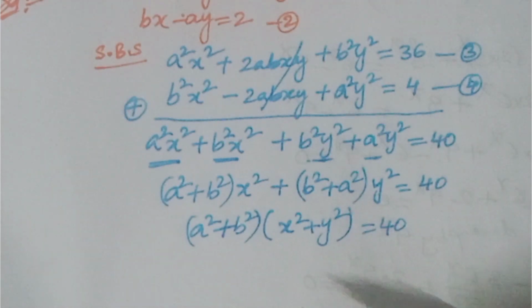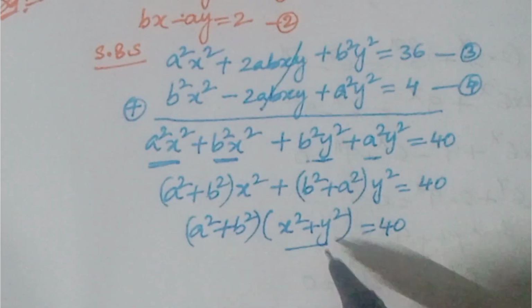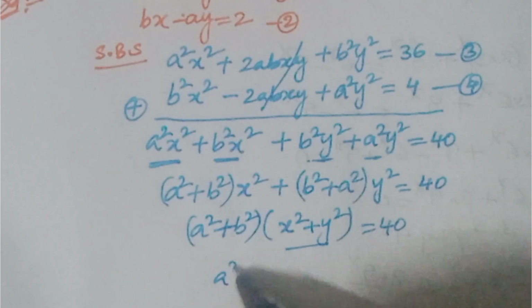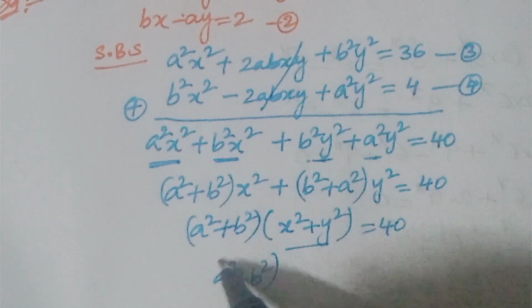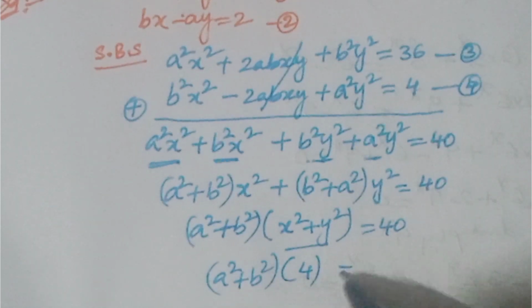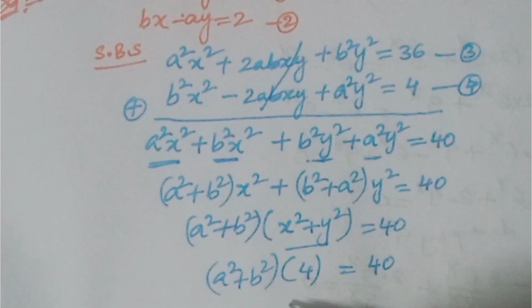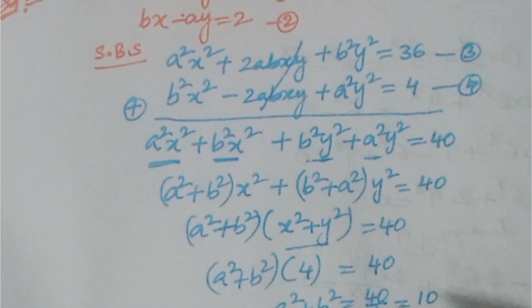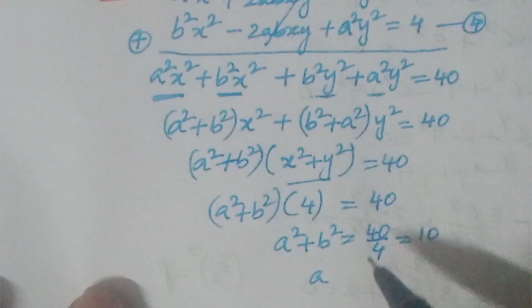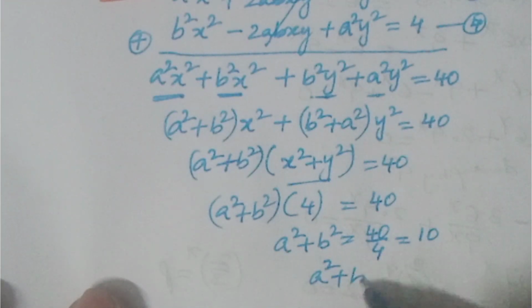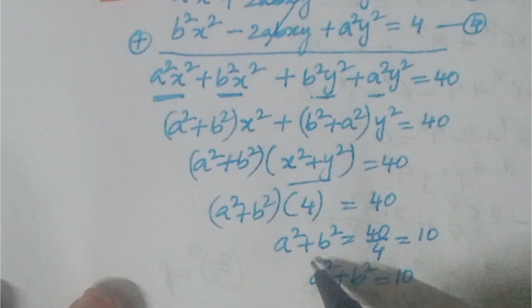So here the value of x square plus y square is given as 4, so a square plus b square into 4 is equal to 40. So a square plus b square is equal to 40 by 4. You will get 10. Therefore a square plus b square value is 10.